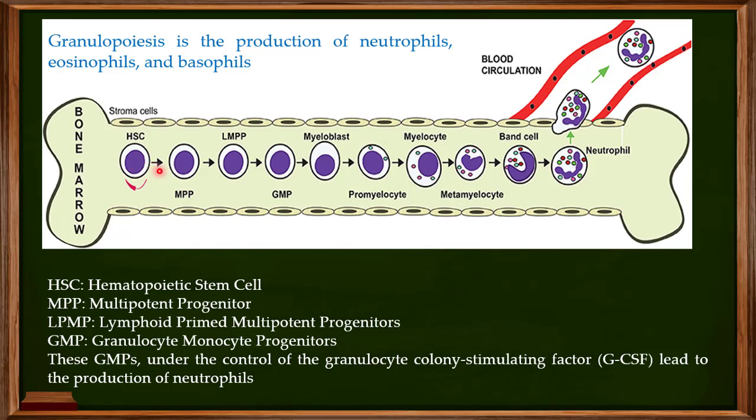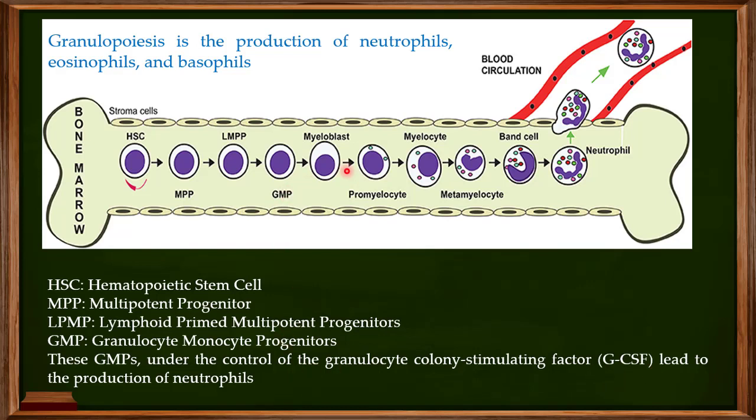So this HSC, if you talk about granulopoiesis, is converted into the multipotent progenitor cells. These multipotent progenitor cells then get converted into the lymphoid primed multipotent progenitor cells, this LMPP. I have written the full name of this abbreviation in this particular slide over here. Talk about this GMP. So this is the granulocyte monocyte progenitor cells. Now this GMP, under the control of a specific stimulating factor, which is known as the granulocyte colony stimulating factor, for short that is known as the CSF, leads to the production of the neutrophils.